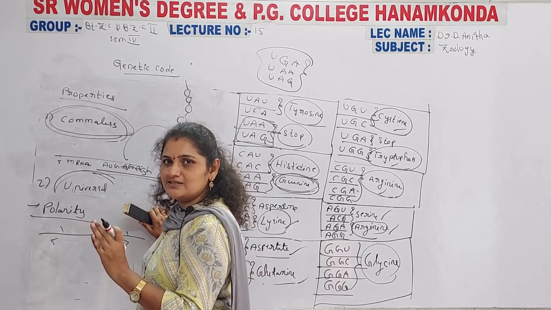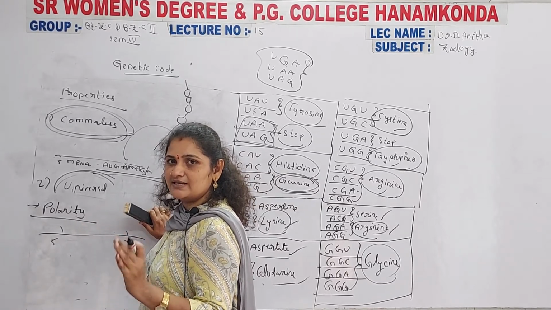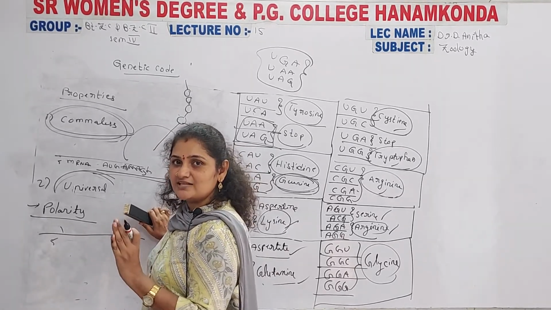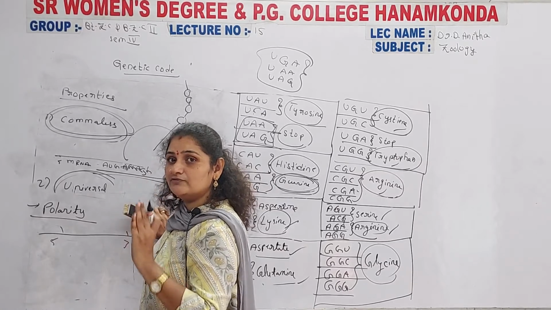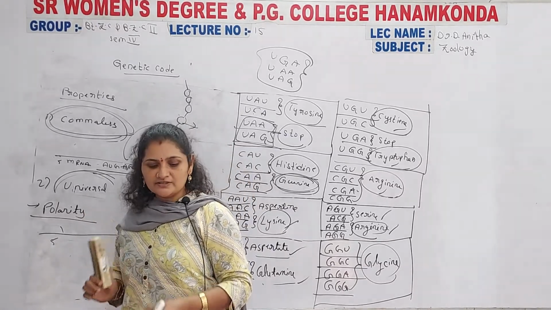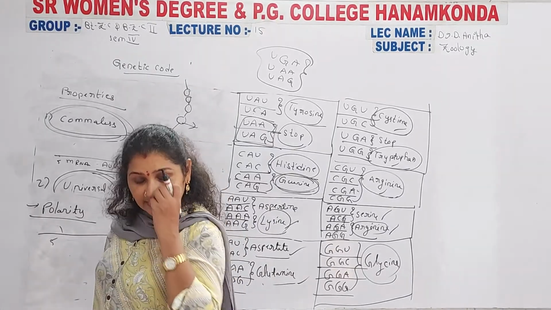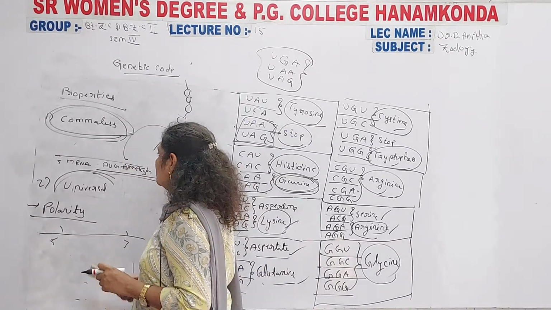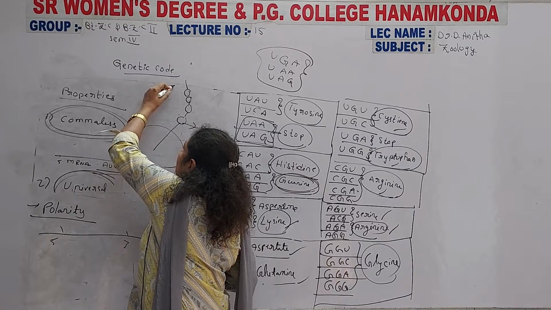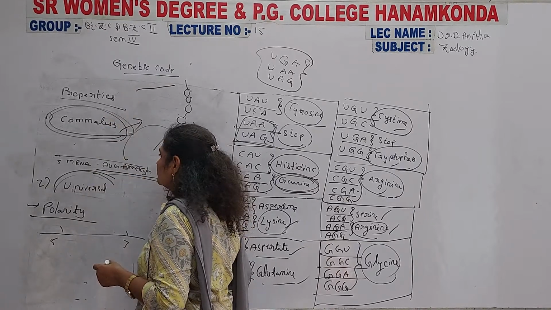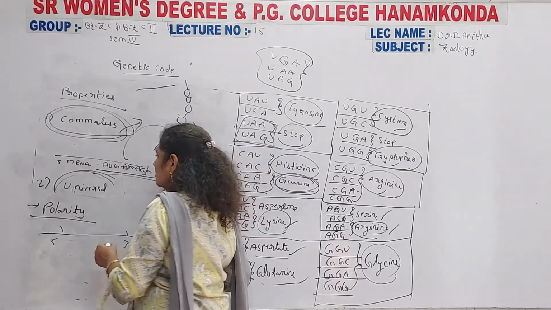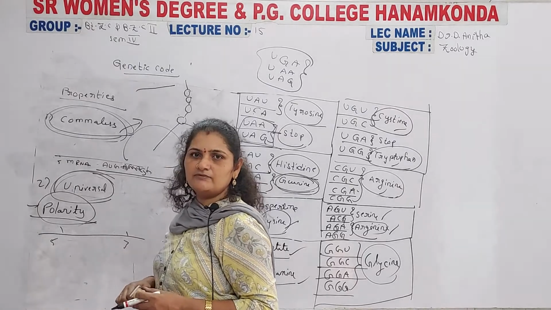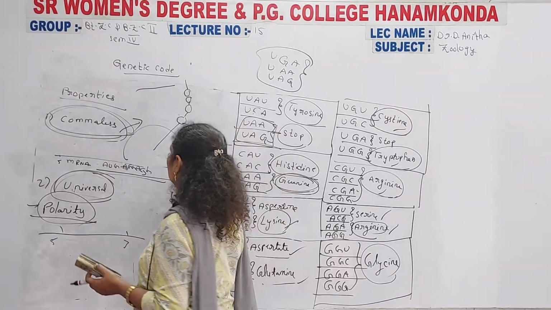The occupied place is the A site, the middle is the P site, and the last is the exit site. In this way it moves, and this happens at the time of bonding of the codons with the anticodons, otherwise it may not happen. So the properties of the genetic code are comma-less, with no comma or full stop until the end, universal, and polarity. These are some of the properties of the genetic code.